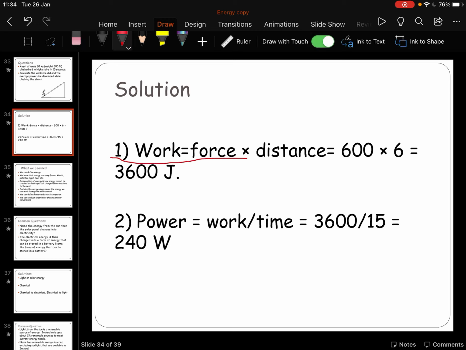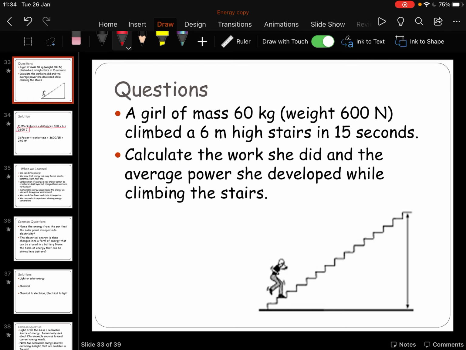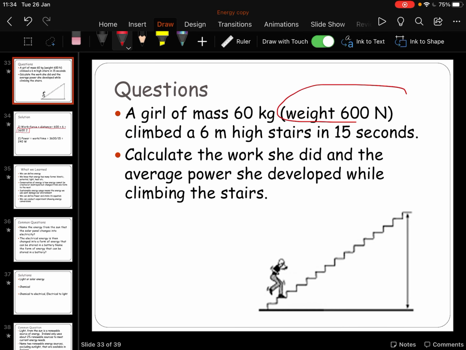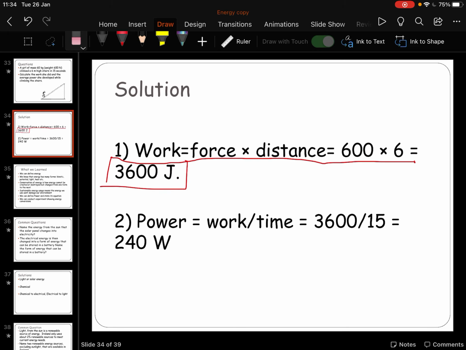So solution number 1, work done is force times distance. So 600 times 6, 3,600 joules. The trick here, guys, remember, that's the force. This is the mass. You don't go with that. That's the trick they could catch you with. They could give you the mass, and you multiply it by 10 to get the force. That's the only extra thing. That would be a higher order question, to be fair. Generally, they'll give you it in newtons.